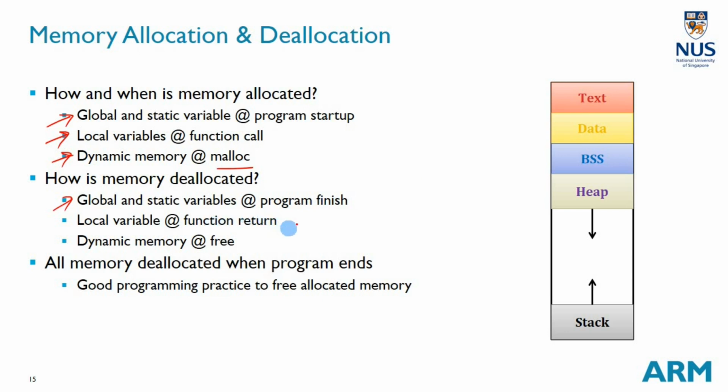How about return from a function? For local variables, they are deallocated when you return from a function, like what we saw just now. When I call the f function, I allocated some variables onto the stack space. When I returned from the f function, those memories were cleared up. So that is what you call the deallocation when you return from a function. And for dynamic memory, it is when you call free. So malloc and free have to go in pairs. That is basically an overview of the memory allocation and deallocation.